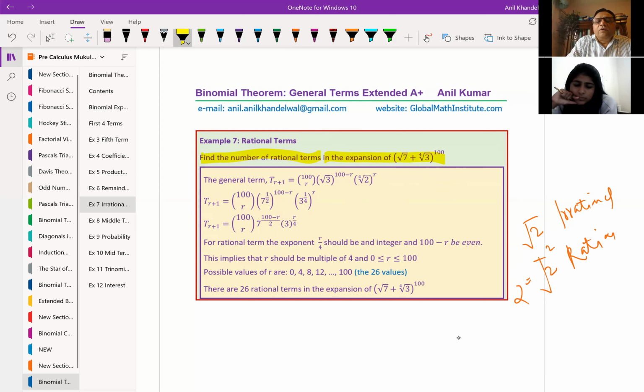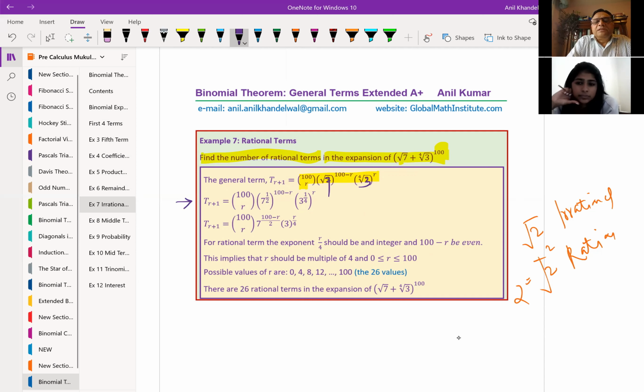So in general, we can say that is our expansion. 100 is your n value, 100 C R, and within brackets, the first term is, I should have written square root 7, not 3. Square root 7 to the power of 100 minus R, and the second term is fourth root of 3 to the power of R, right? So that is your second term. So just expand like this.